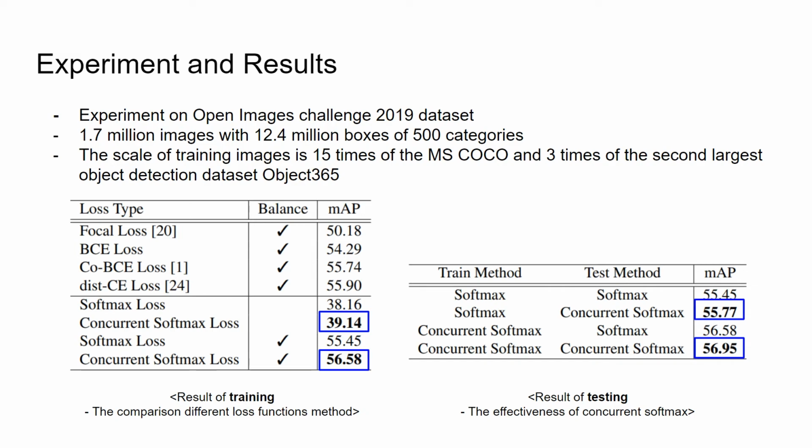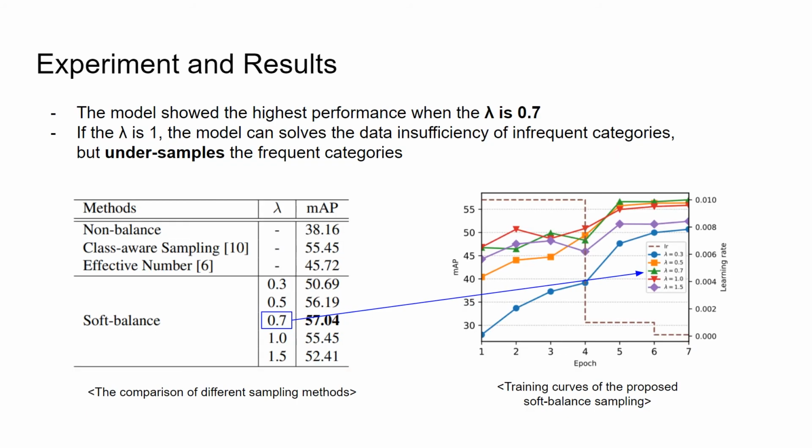So they conducted experiments on the Open Images Challenge 2019 dataset. They explored the influence of concurrent softmax in the training and testing stages respectively. They compared different loss functions, and the concurrent softmax loss showed higher performance in both cases of training and testing, as you see. Also, they compared different sampling methods, and soft balance sampling also showed higher performance.